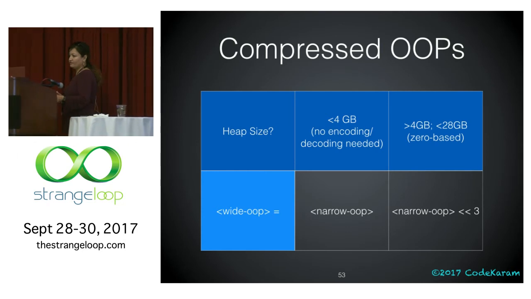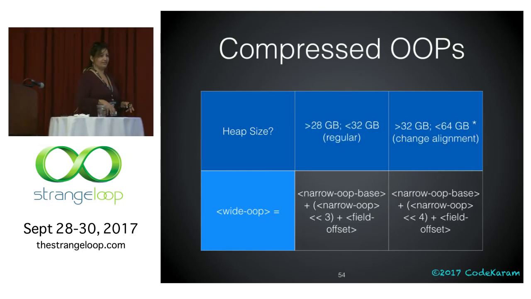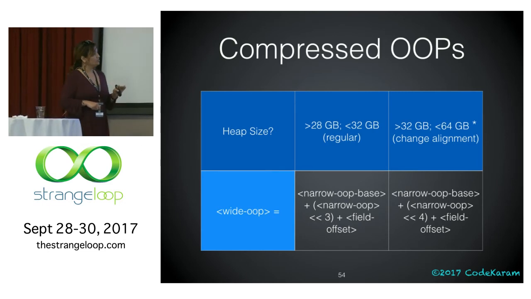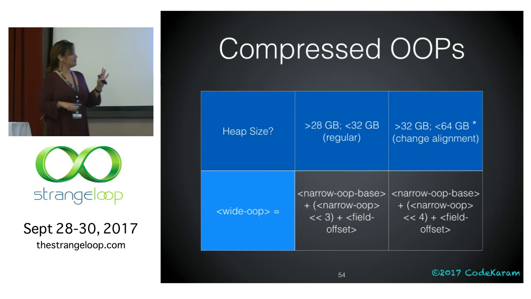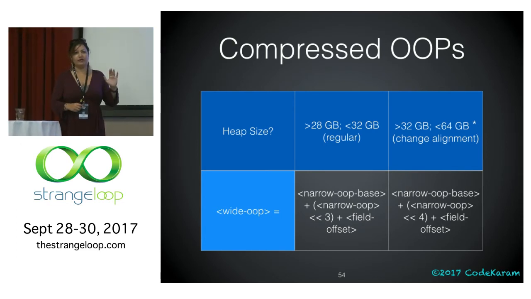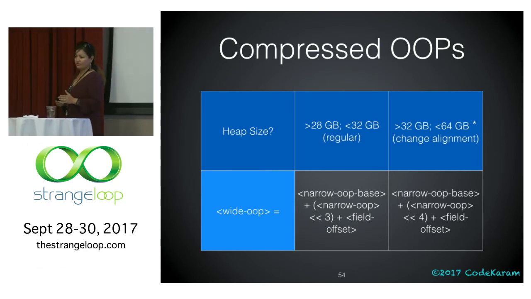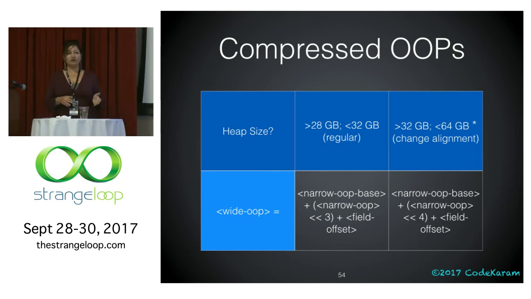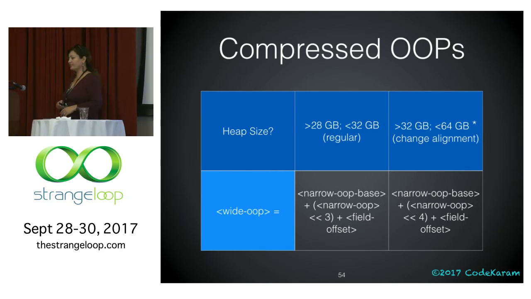Now, what if you just couldn't reduce your heap? What if it has to be between 28 gigs and 32 gigs? You will still get the optimization, but then you'll have to use the field offset, and basically the JVM is doing it for you again, but it is maybe a little less performant than the previous one. So try to stay within 28 gigs if you can, or at least try to figure out if you could reduce your heap to 28 gigs.